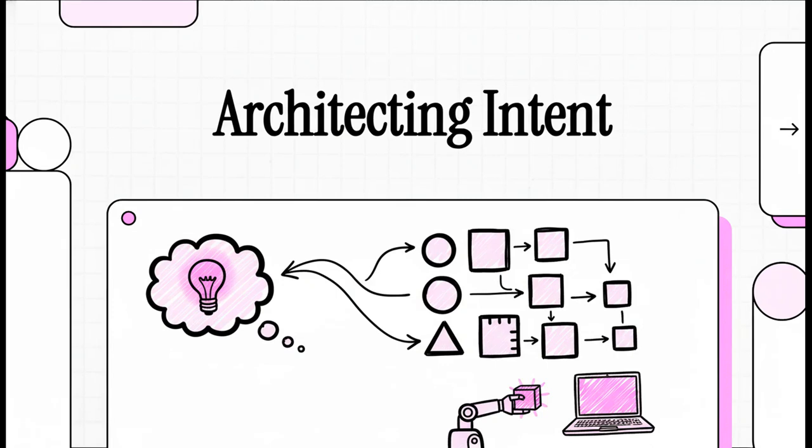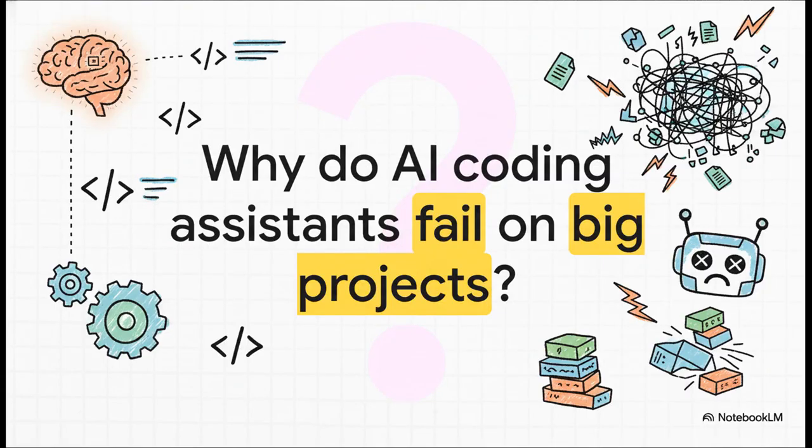So, you know how easy it is to get an AI to spit out a simple script, right? But what happens when you try to build a real application with it? Yeah, it gets messy fast. So today we're going to dig into a framework that's all about moving beyond simple prompts to actually architecting real software with AI. And this, right here, is the million-dollar question for so many of us developers.